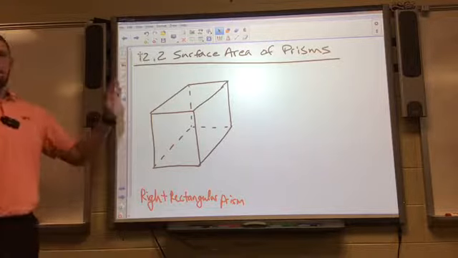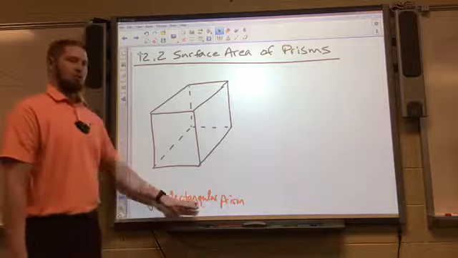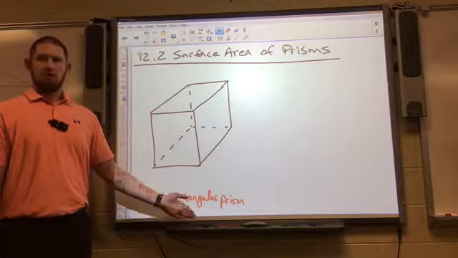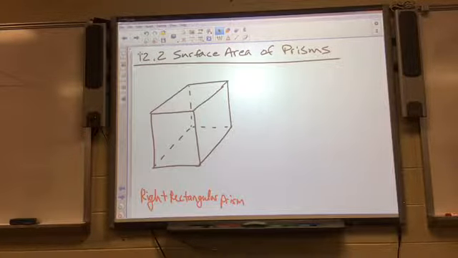Because it goes straight up and down. Okay, it's not tilted off to the side, it's not leaning or anything like that. It's just supposed to be going straight up and down. So that would be a right rectangular prism. I'm going to name my prism after what shape my base is. So my base is what shape? It's a rectangle.